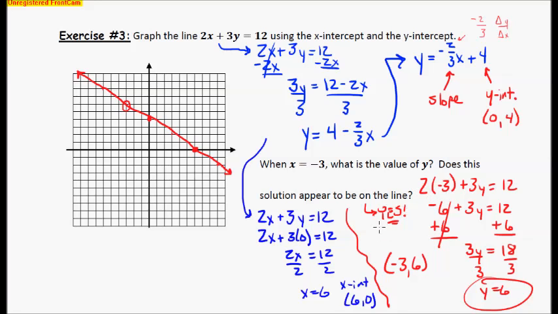Okay, so those 3 exercises, they're asking you to do the same thing in each. Remember, it's all about y equals mx plus b, guys. I can't emphasize that enough. That is what it's all about, because as soon as you get it in that form, then you know your slope, you know your y-intercept, and you're really off and running, all right?